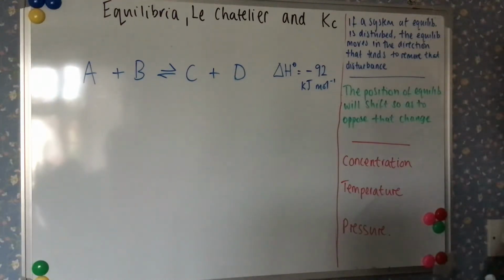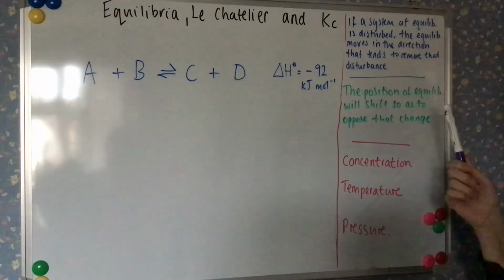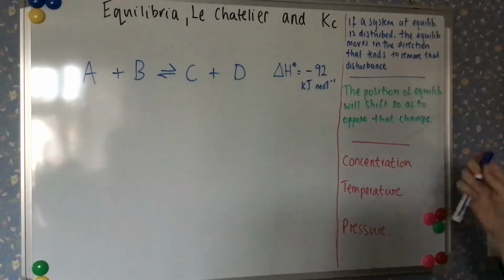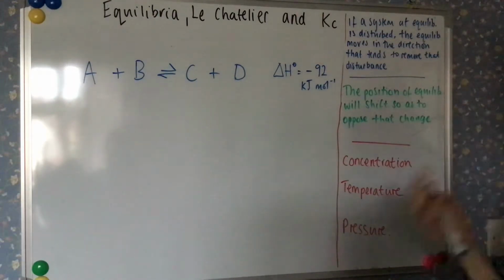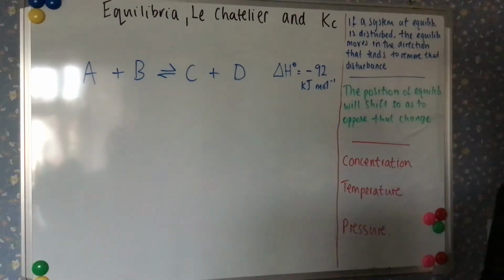So first of all, what do we mean by Le Chatelier's principle? Now I've written out the textbook definition at the top. If a system at equilibrium is disturbed, the equilibrium moves in the direction that tends to remove that disturbance. As another way of putting it, the position of equilibrium will shift so as to oppose that change.